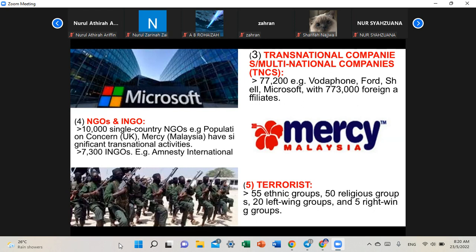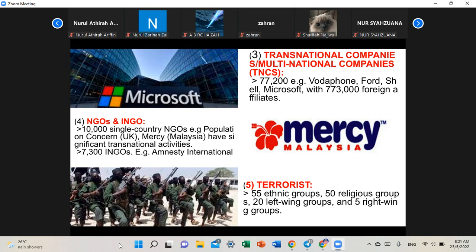For example, Vodafone. These are brand names, Vodafone, and then we also have Ford, Shell, Microsoft, with 773,000 foreign affiliates, in which the demography of these individual MNCs consists of employees from different countries. Especially if it's a chain business or a franchise, where they open up their business in another country aside from the one in their home country.